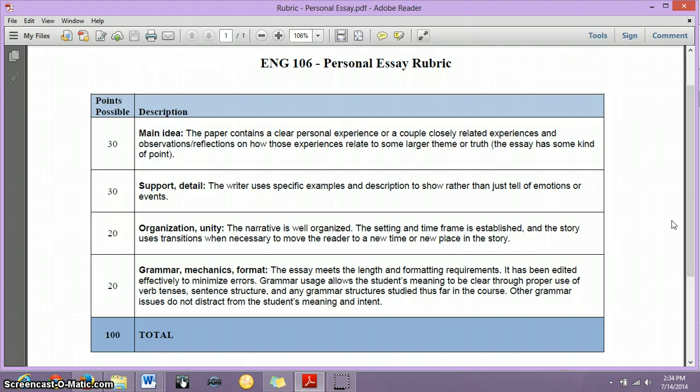So I'm going to do what I did last time. I thought that was actually quite helpful, so I hope you will find it just as helpful this time as well. I'm going to go over the rubric, and then I have 2 sample essays.